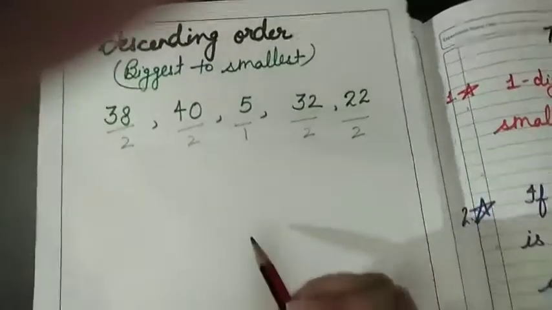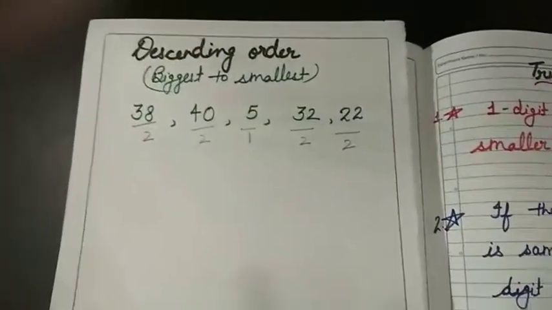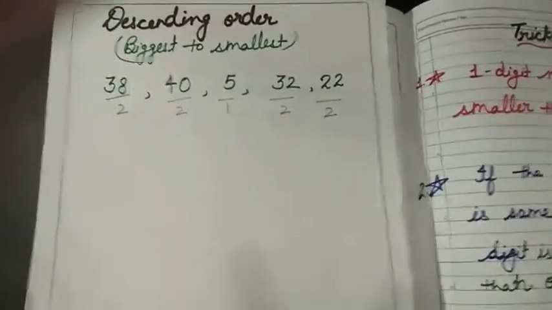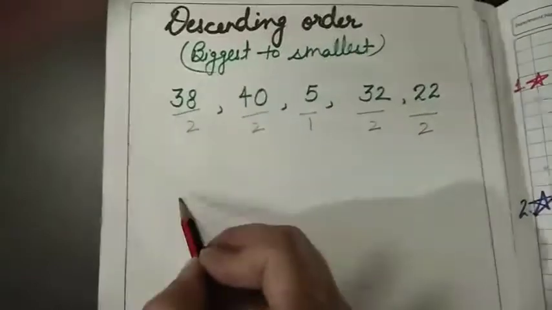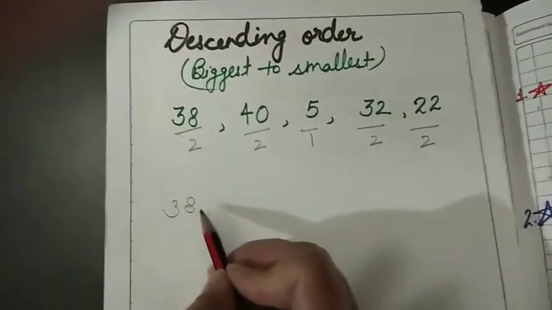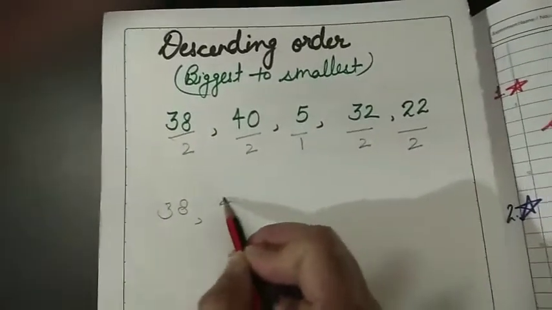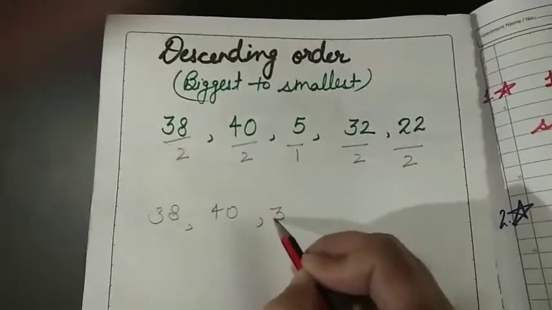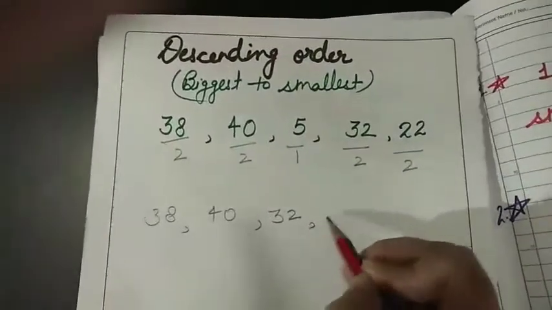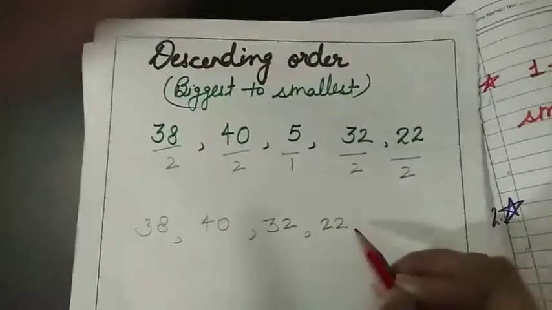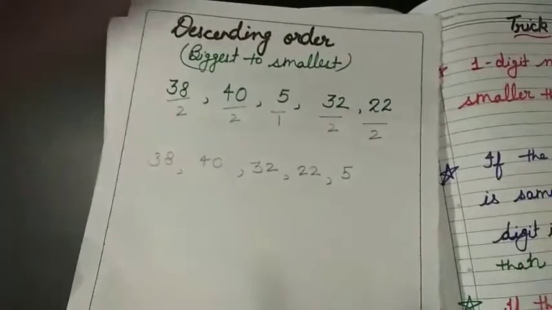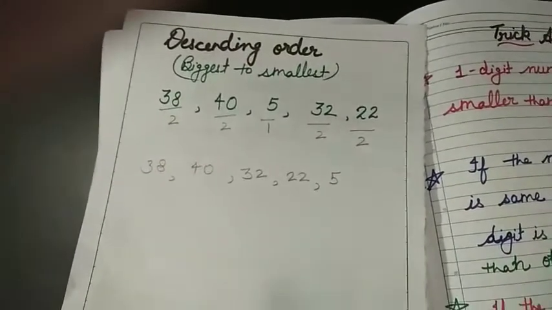So what do we have to do? Firstly, we have to arrange biggest to smallest. So we have to write the smallest number last. Which is the smallest number here? 5. So we can write the other numbers in the starting and 5 in the last, because it is a single digit and a single digit is always smallest, and we have to arrange here biggest to smallest.